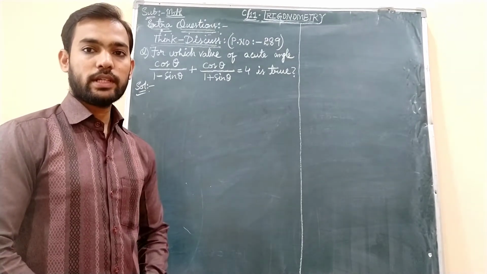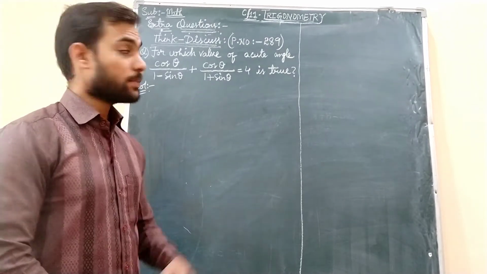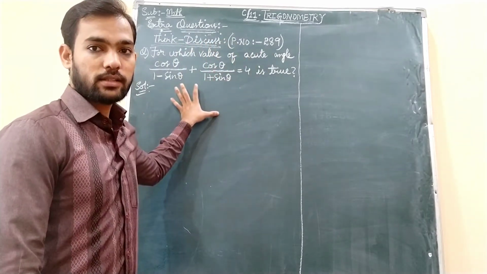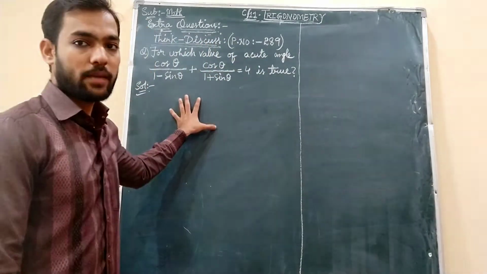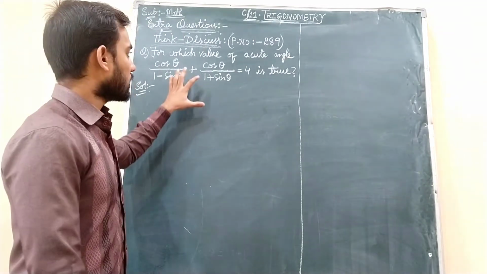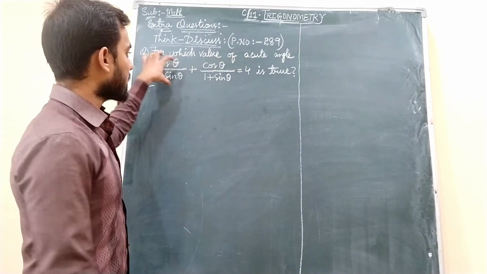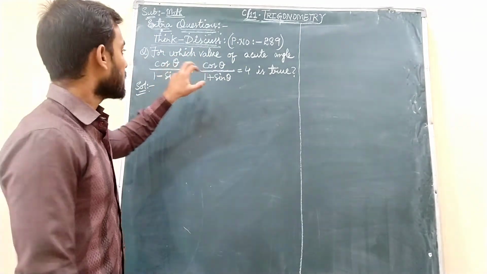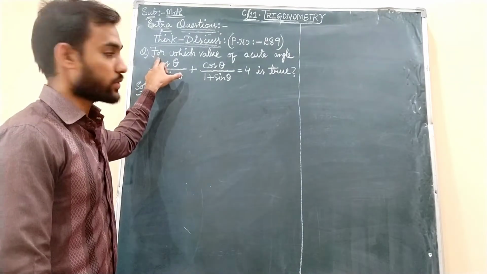So next question, students, it is there in the textbook also. The think discuss part of page number 289 has this question. These type of questions you will also get in the examination for 4 marks. Sometimes he may give like this, or sometimes he will just ask you to simplify this. Okay. So let us see what the question is saying.